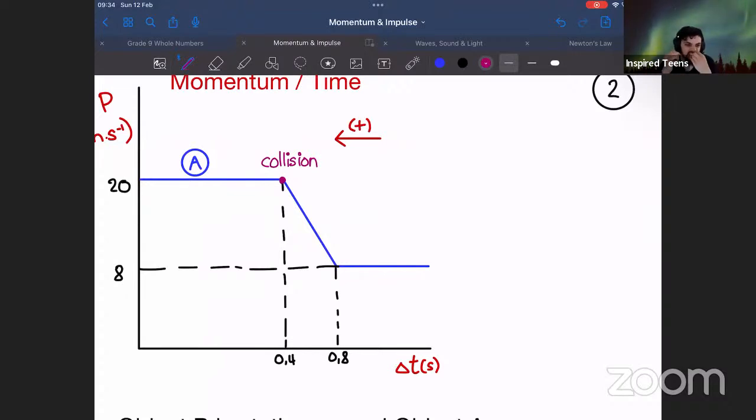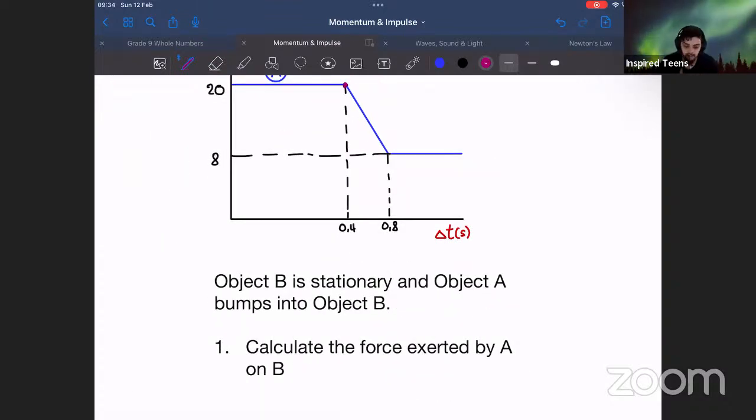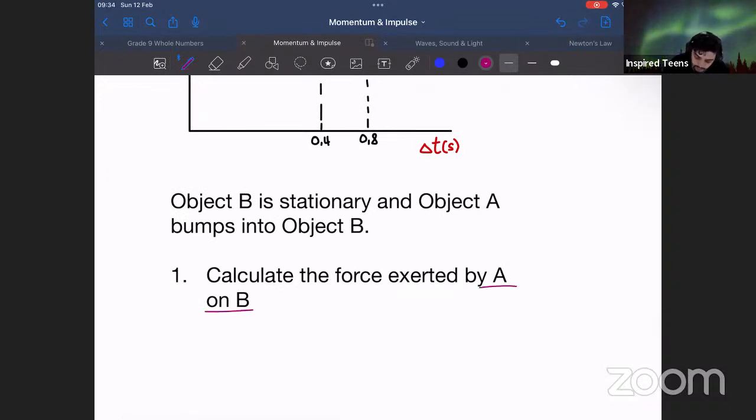Okay, so initially this object had a momentum of 20 kg meters per second, and all of a sudden at 0,4 seconds, it drops in a certain amount of time all the way to 8. So we can assume that is where the collision has occurred. The first question is, calculate the force exerted by A on B. Before we even think of anything to do for this question, I just want to discuss, when they say calculate the force exerted by A onto B, remember Newton's third law. The force that A exerts on B is equal to the force that B exerts on A. So if you can calculate one, you know the other one.